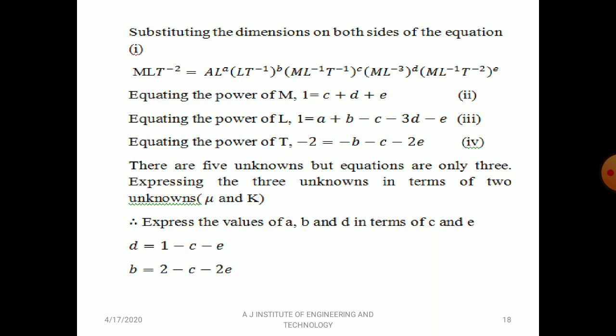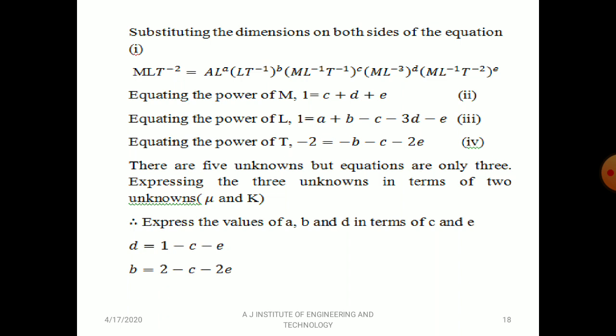Then equating the power of T, on the left hand side we have T to the power minus 2. So minus 2 equal to, on the right hand side, T to the power minus B, T to the power minus C and T to the power minus 2E. So I can get the expression as minus 2 equal to minus B minus C minus 2E. Take it as expression 4.